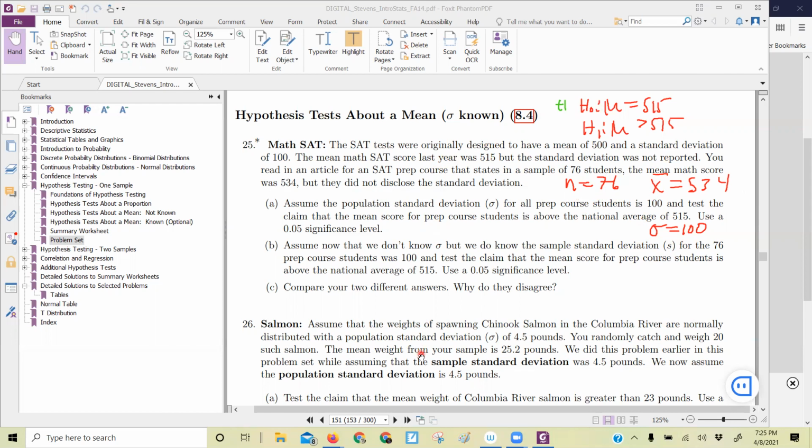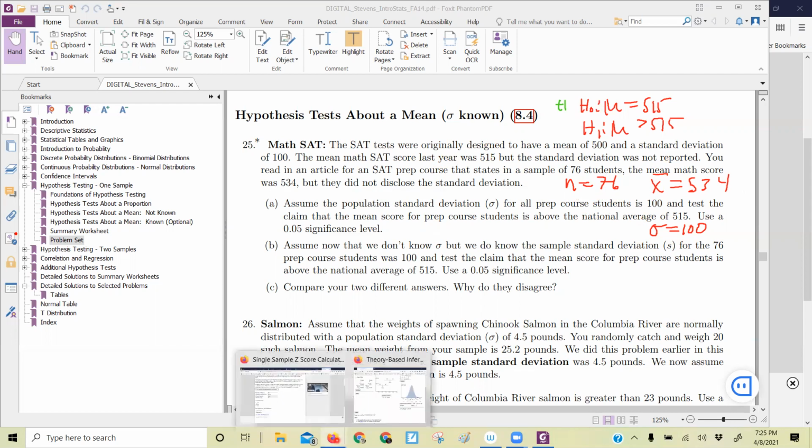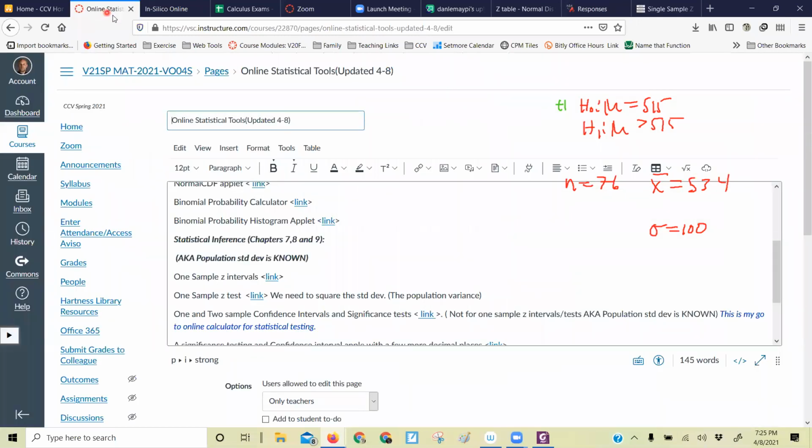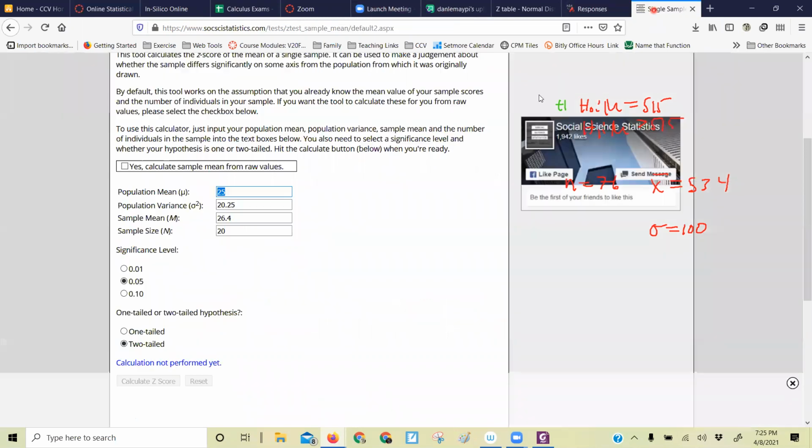Now, this applet that I found, let me come find that. I linked to this right here in the online statistical tools. I'm still in editing mode, but see right there where I say we've got to square the standard deviation. That's the link to this applet. To make this applet work, see the way they say population variance. I tried to refresh and it didn't work, so I'm just going to overwrite these numbers.